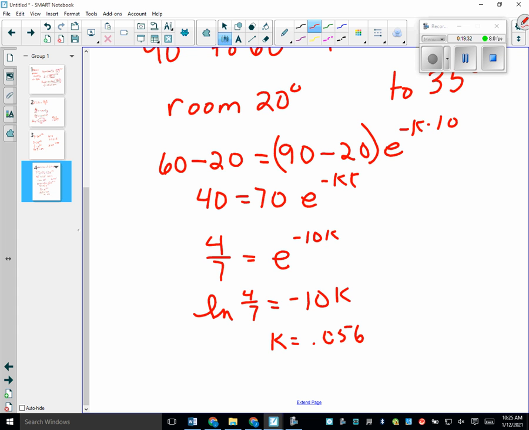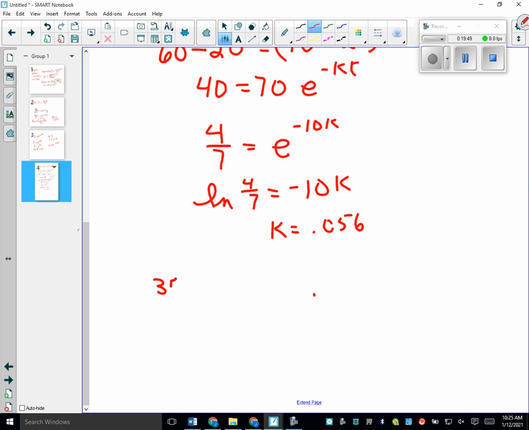So my question is, how long will it take the soup to cool to 35 degrees? Now I start back over with the formula, don't I? So I have 35 minus 20, right? Equals, and this formula is T in minutes. They use time same as we do.